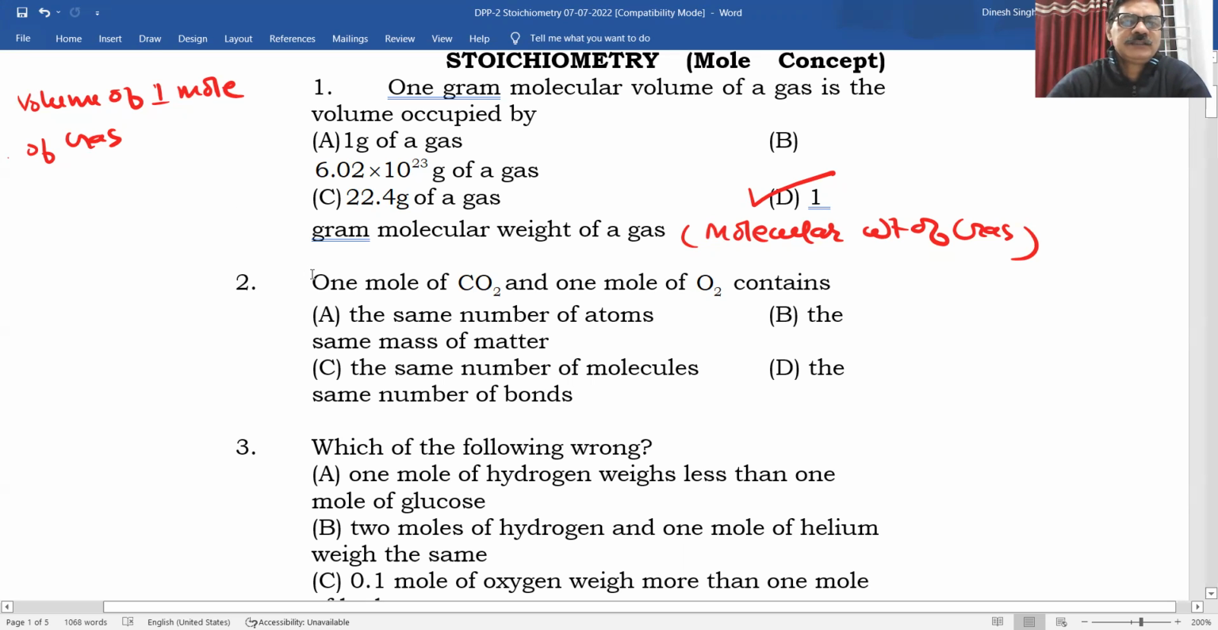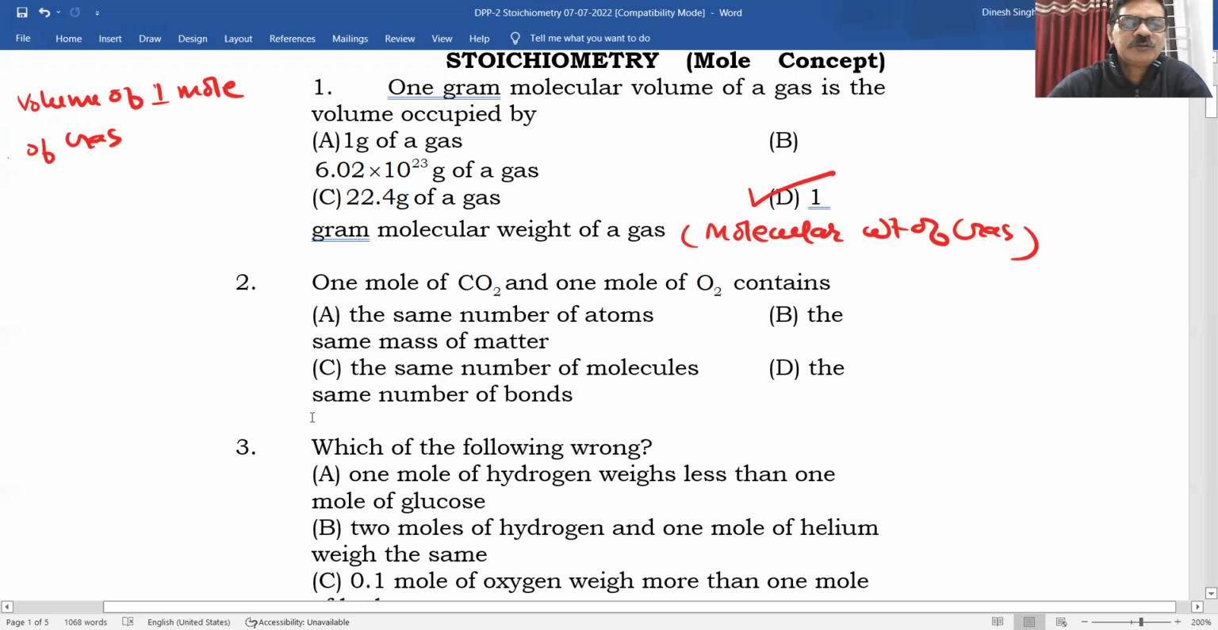Similarly, here we can see 1 mole of CO2 and 1 mole of O2 contain the same number of moles. So they will contain the same number of atoms? No, they cannot contain the same number of atoms. The same mass of the matter? No, because 1 mole of CO2 will have a mass of 44 gram, and 1 mole of O2 will have a mass of 32 gram.